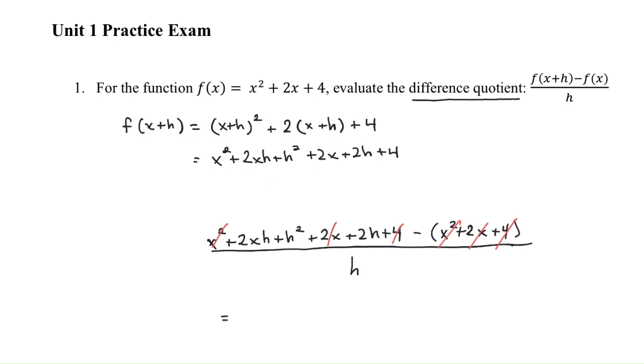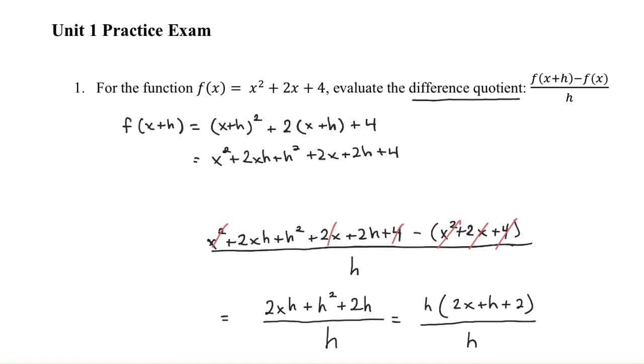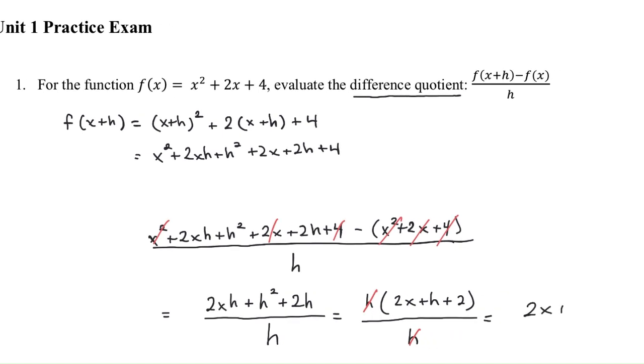So then what's left over in the numerator are only terms that have h as a factor. And then if we factor out an h in the numerator, then the h's cancel. You have 2x plus h plus 2 as the difference quotient.